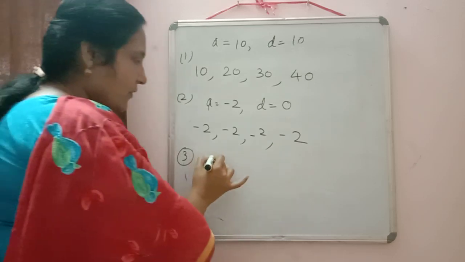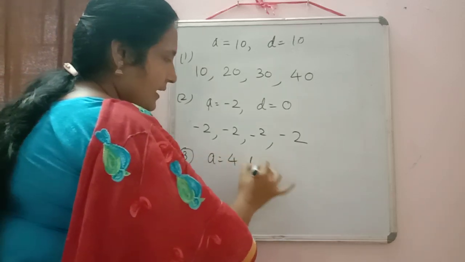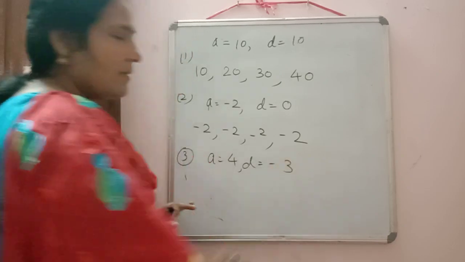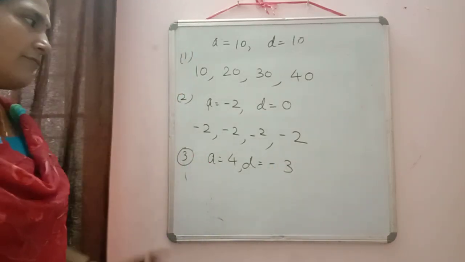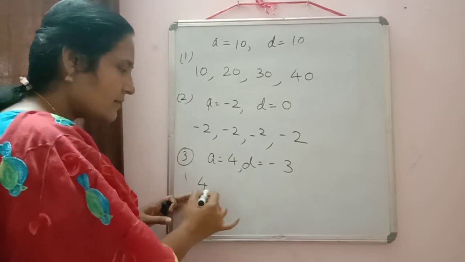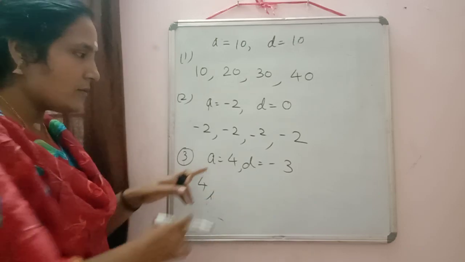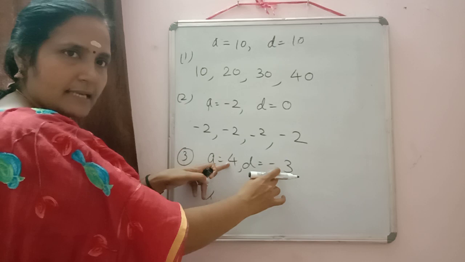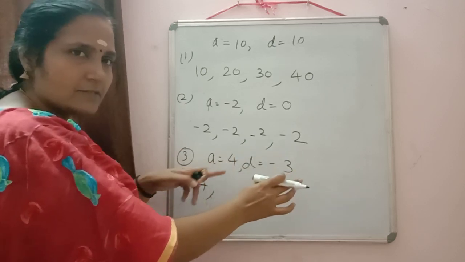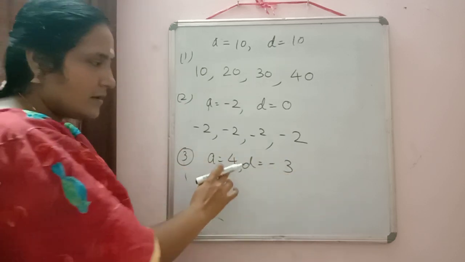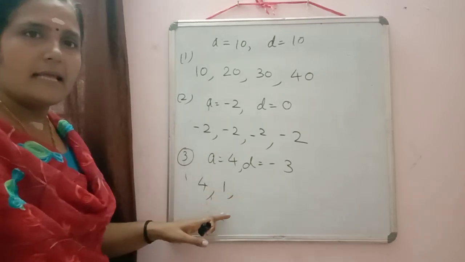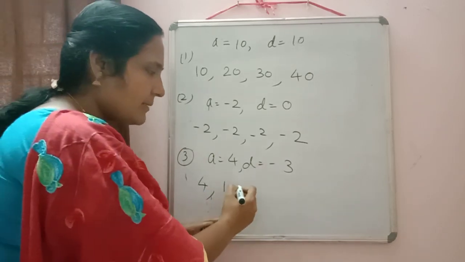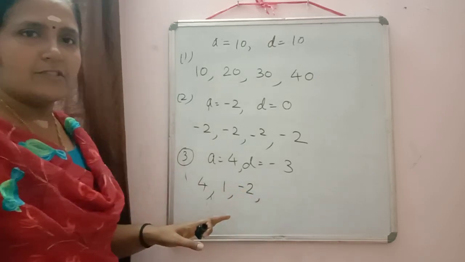A is equal to 4 and D is equal to minus 3. Now if the concepts are clear, you can write down yourself. The first number is 4. Next one how we will calculate? 4 plus minus 3. So plus minus will be equal to minus. 4 minus 3 will be equal to 1. Then again 1 minus 3 will be equal to minus 2.